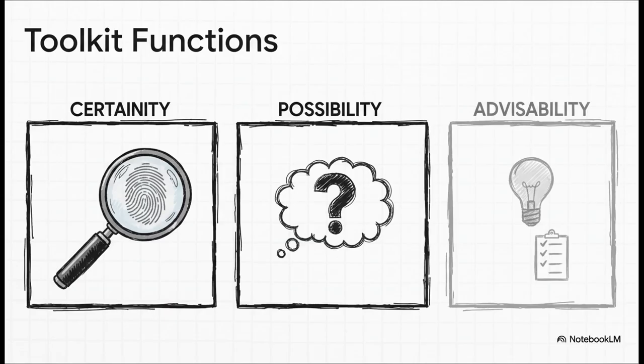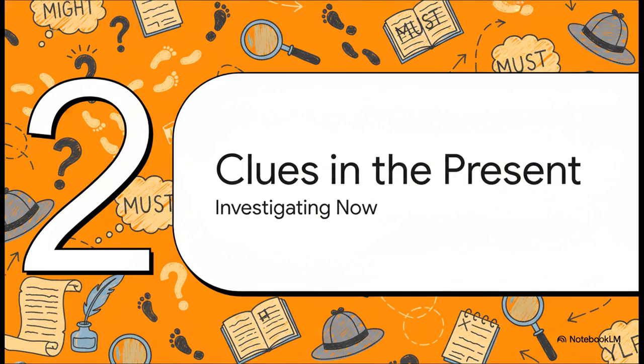Inside our kit, you'll see the tools are organized by what they do. When you're pretty sure about something, you'll use modals for certainty, like must. When it's just a guess, you'll grab one for possibility, like may or might. And for giving advice, you've got should. For our detective work today, we're going to focus right here on certainty and possibility. Okay, you got your tools ready? Let's take them to our first crime scene, a mystery that's happening right here, right now.